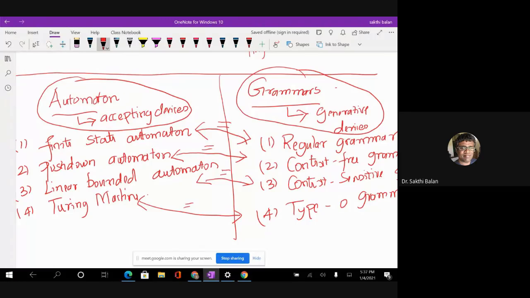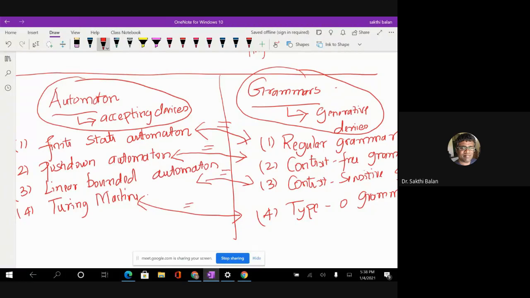So we have four automaton devices and four grammars, and each automaton corresponds to the appropriate type of grammar. So the power of finite state automaton is equal to the power of regular grammar, and so on for the second, third and fourth types: push down automaton, linear bounded automaton, and Turing machine.